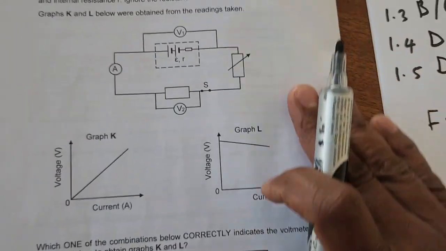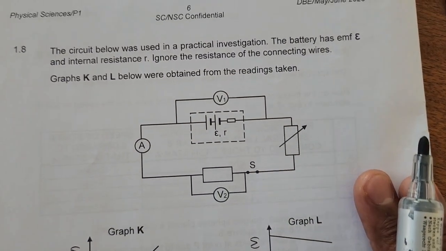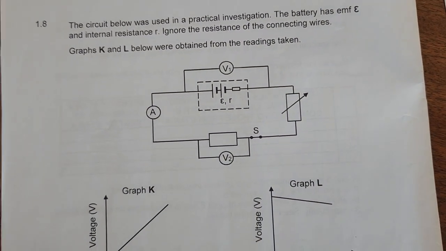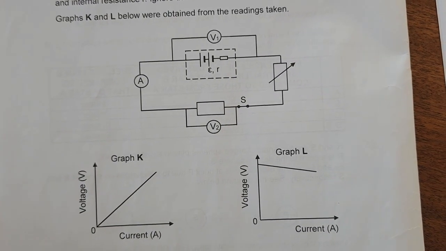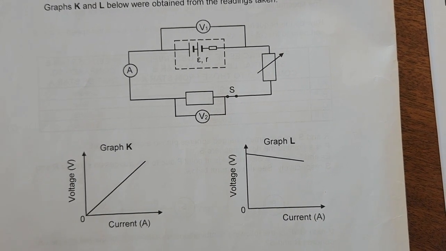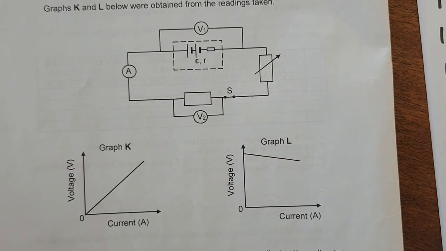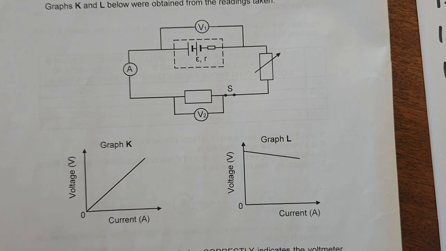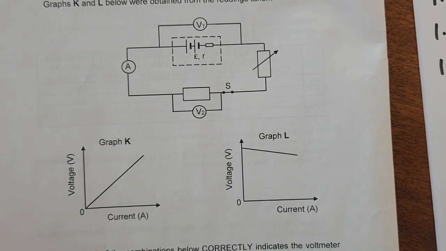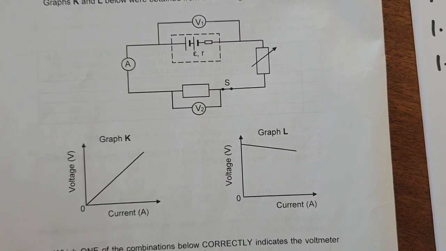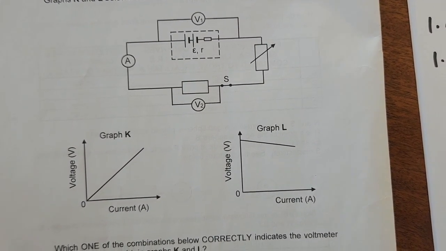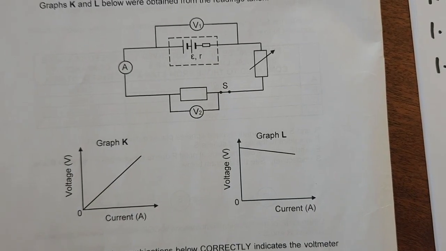Now, 1.8, which is in relation with electric circuits. Remember, question 8 in the structure is electric circuits as well. So the circuit below was used in a practical investigation. The battery has an EMF and internal resistance R. Ignore the resistance of the connecting wires, graph K and L below, obtained from the readings taken.